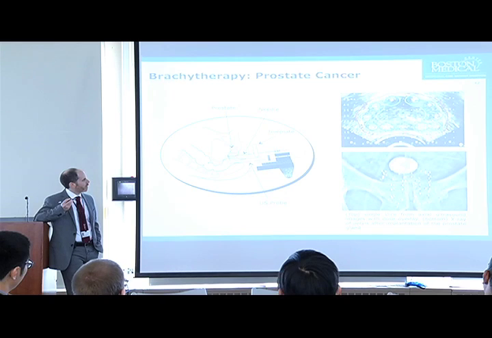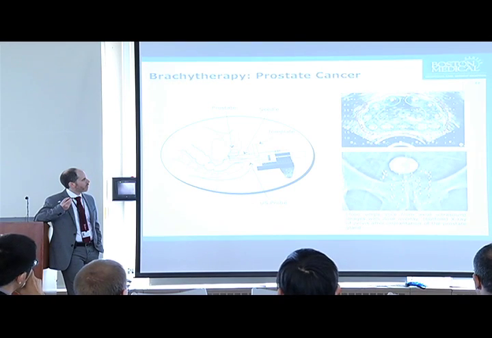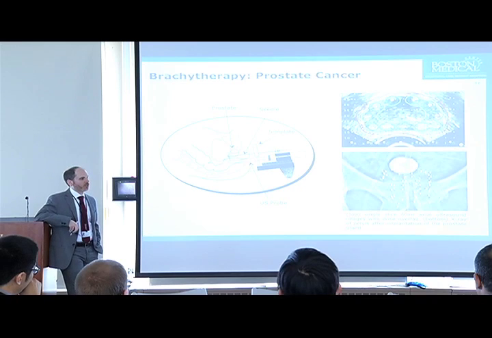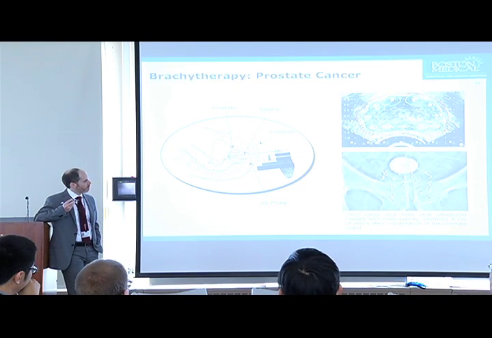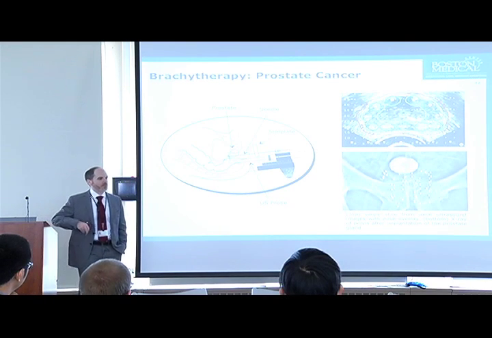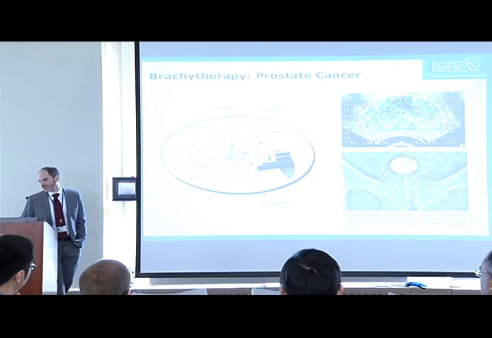We can then go back and map out where each one of the seeds is and create a dose map of the radiation, blue being very high dose, green being moderate dose, and red being the dose we want to treat the entire gland with. As you can see, if there's any cancer outside of this, you're not getting it. So this has to be something that's done for something you know is localized.